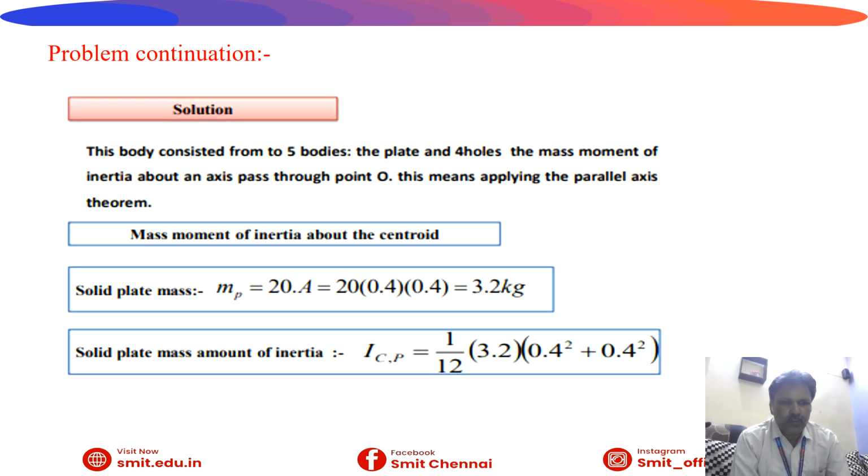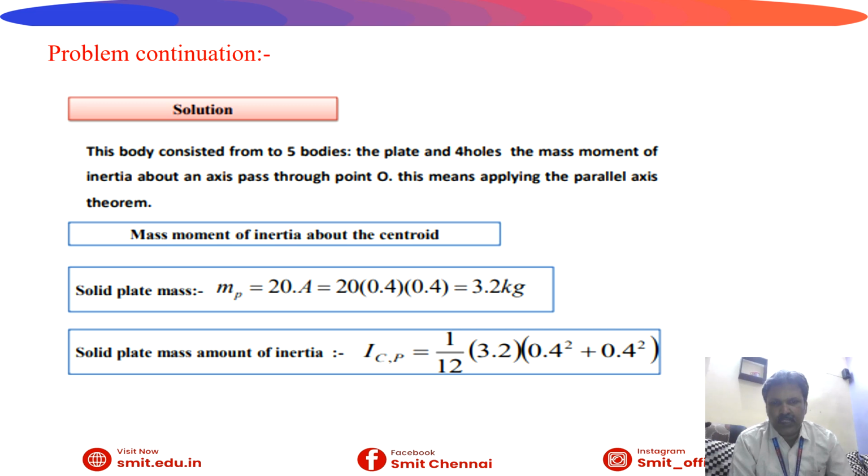Now we are going to see the basic process of this one. This body consists of 5 bodies, the plate and the 4 holes. Then the mass moment of inertia about an axis passing through the point O means applying the parallel axis theorem. Already we have seen the parallel axis theorem.